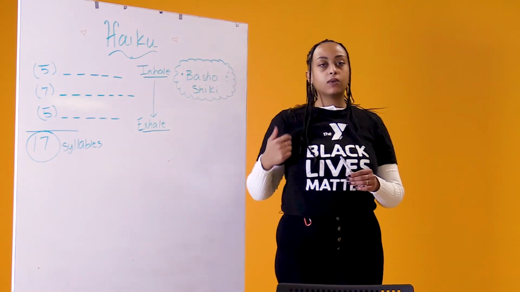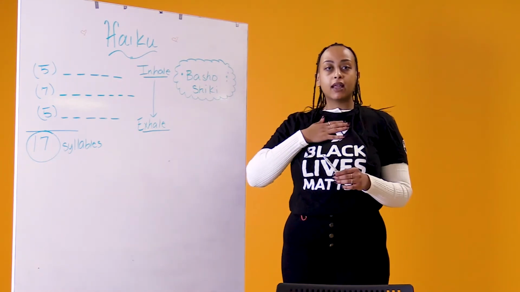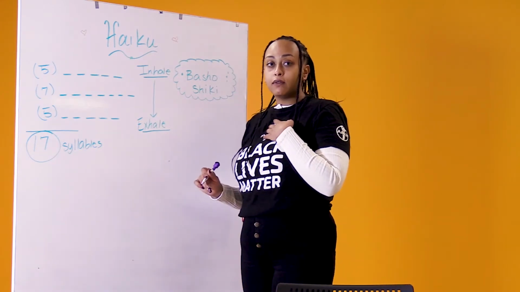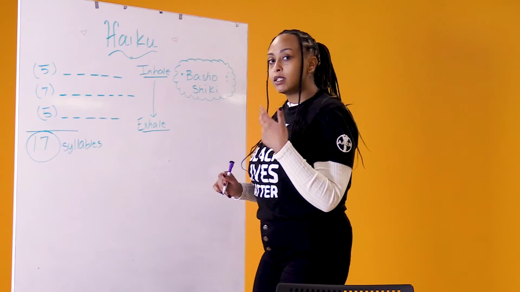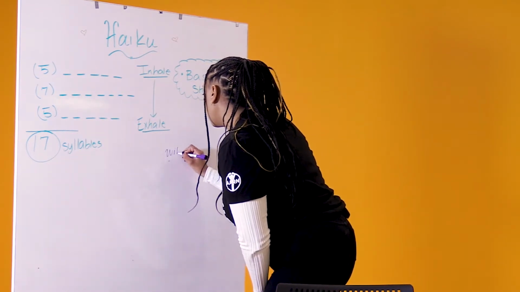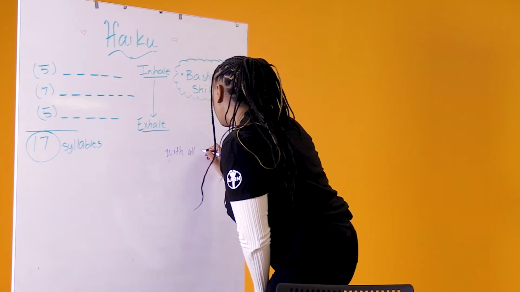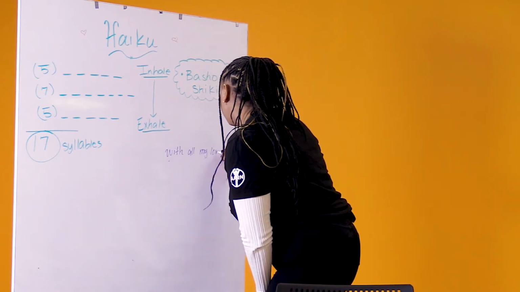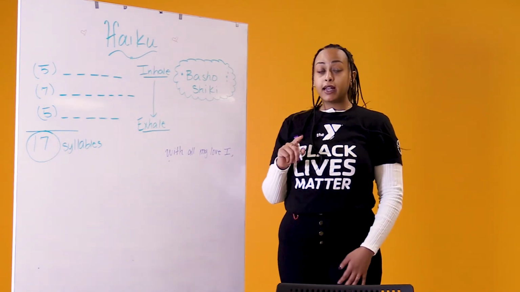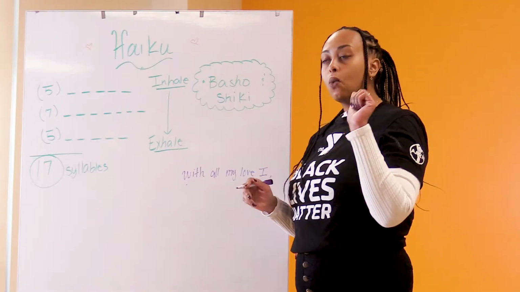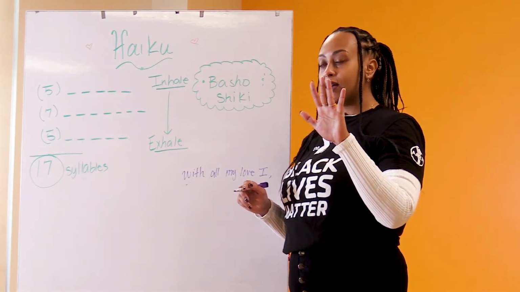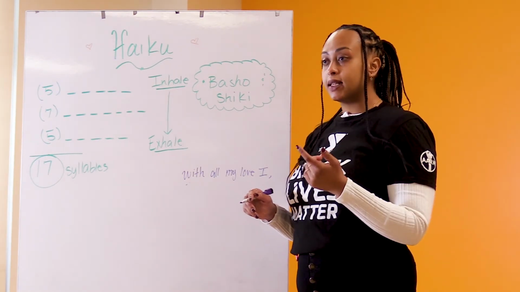That's my beginning. That's what I'm trying to communicate. With all my love, I. So I'm telling the person who's reading it, I have so much love for you, and I'm telling you this through expressing it with all my love, I. We can test that out too to make sure that it's 5 syllables by doing this. With all my love, I. We see 5 sounds total, 5 breaths.